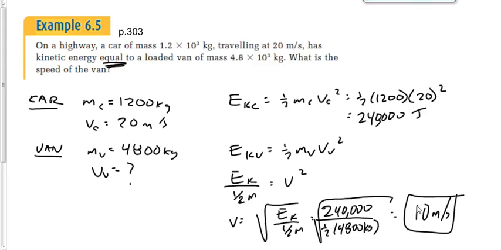Remember what we said a few minutes ago about which has more of an effect? Speed. Speed is squared. Look at what we've done here. We've quadrupled the mass. If we're going to have the same kinetic energy, then the speed's going to have to go down. But notice the speed only went down by a factor of 2. The mass went up by a factor of 4. So V is more important than M.